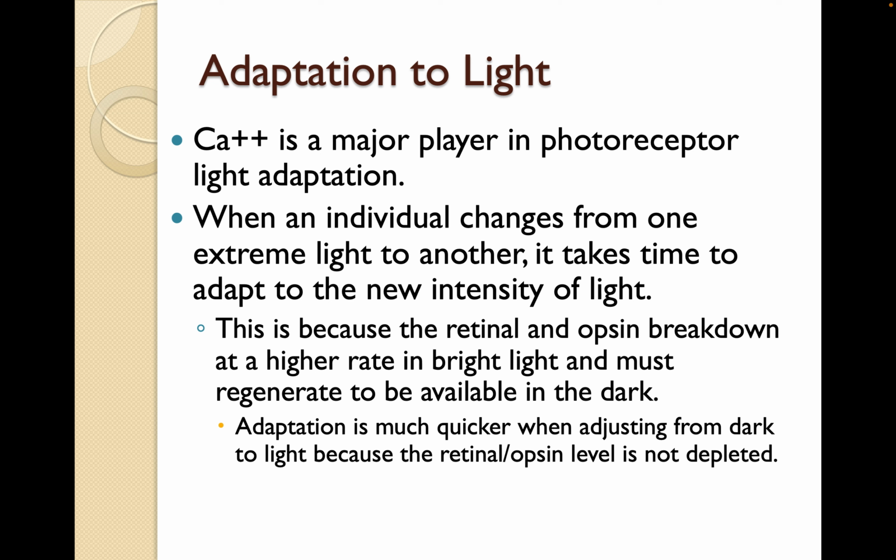Calcium is a major player in photoreceptor light adaptation. When an individual changes from one extreme light to another, it takes time to adapt to the new intensity of light. This is because the retinol and opsin break down at higher rates in bright light and must regenerate to be available in the dark. Adaptation is much quicker when adjusting from dark to light because the retinol opsin level is not depleted.